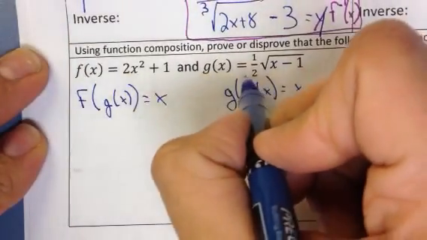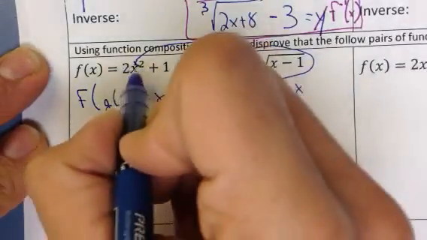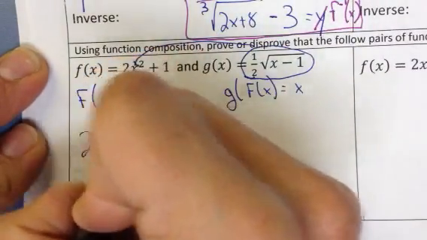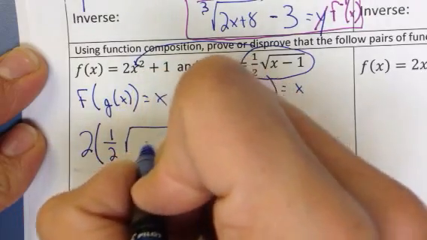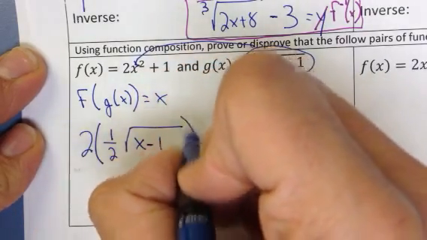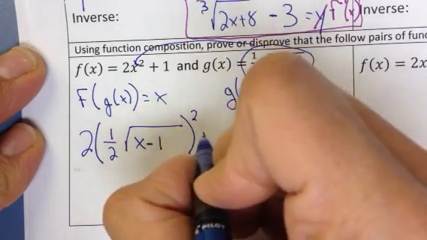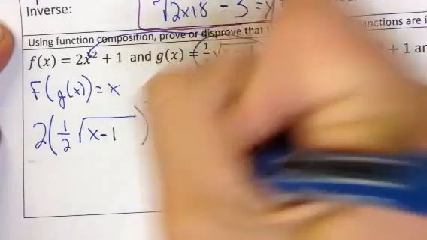So first I'm going to take g, and I'm going to put it right in there. So the x is going to go away, the 2 will still be there, but in its place will be 1/2 the square root of x minus 1. And normally x was squared, now this is squared plus 1. And I'm going to keep track in this little box in the middle of what I do first.